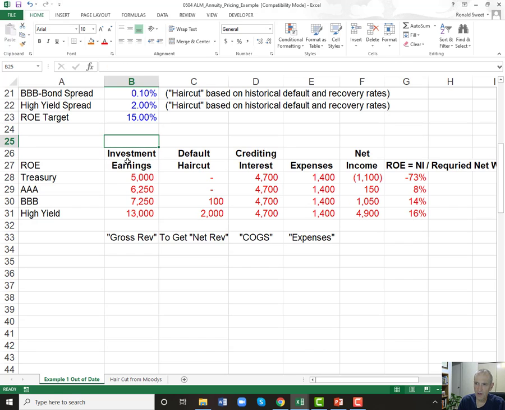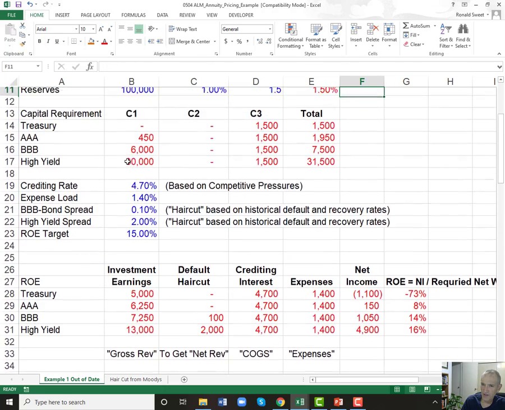So essentially what you want to do is to set up an income statement. Revenue, net revenue, the haircut, your expenses, the first expense is your crediting to your customer, your other expenses, and then your net income. So let's work through each one of these and just look at them.